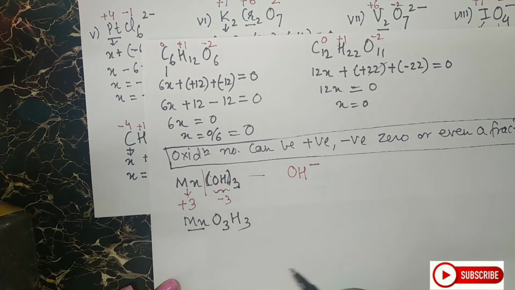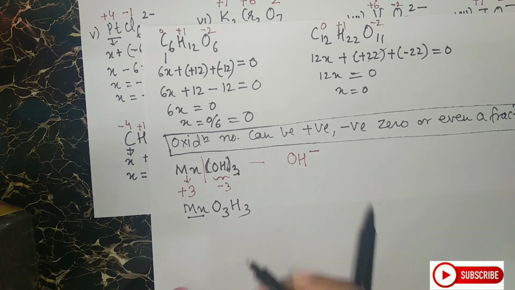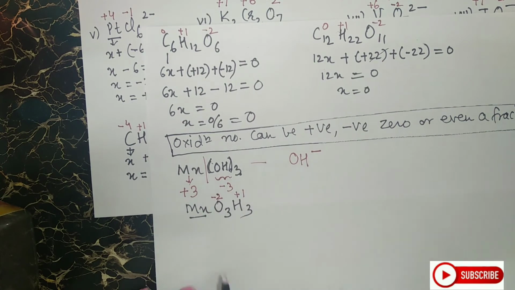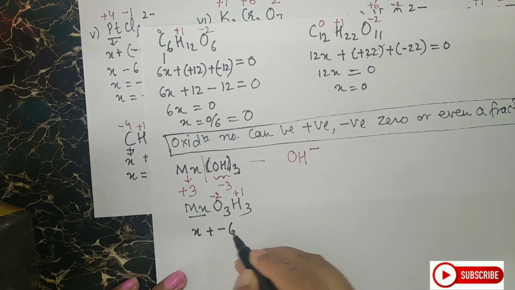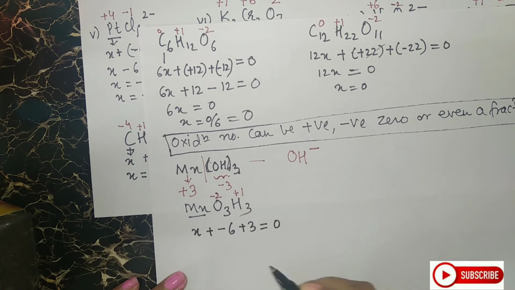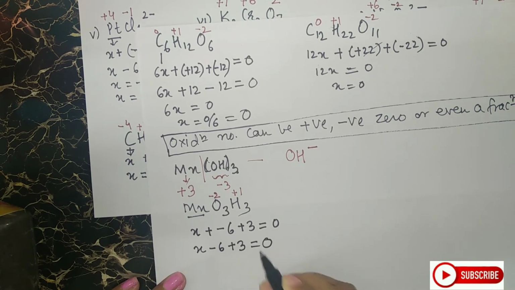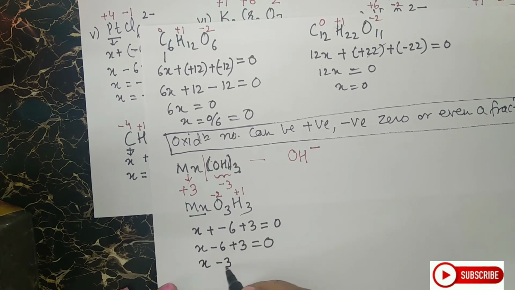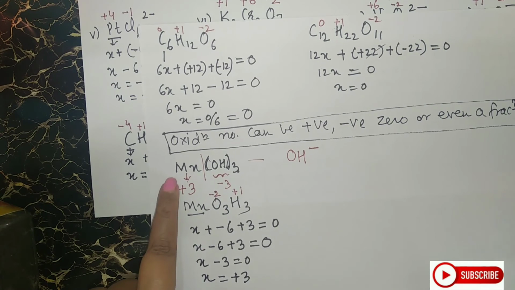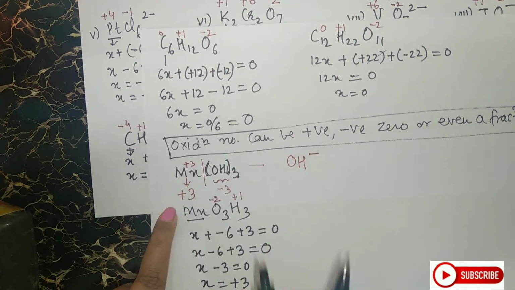And now I will calculate the oxidation state for manganese. So hydrogen will become +1, oxygen is -2. Let us calculate. So this will be X plus -6 plus 3. As this is neutral, so this will become 0. So X minus 6 plus 3 is 0. So this will become X minus 3 is 0. So X is equal to +3. Same as what we got. So here manganese is exhibiting +3 oxidation state.